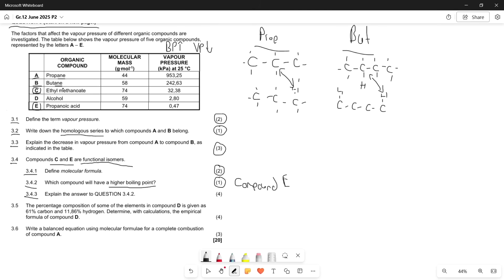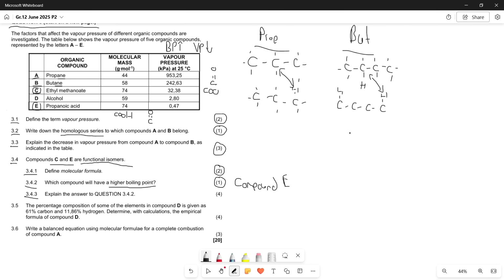And then we also aren't dealing with bond order because they both have a double bond with a C and the O. Our ethyl methanoate has a C double bond O over there, and then our propanoic acid is our COOH, and we also have our C double bond O over there, which means they both have the same bond order as well. So that isn't what we're comparing, which means the thing when it comes to functional isomers specifically is the type of bond.